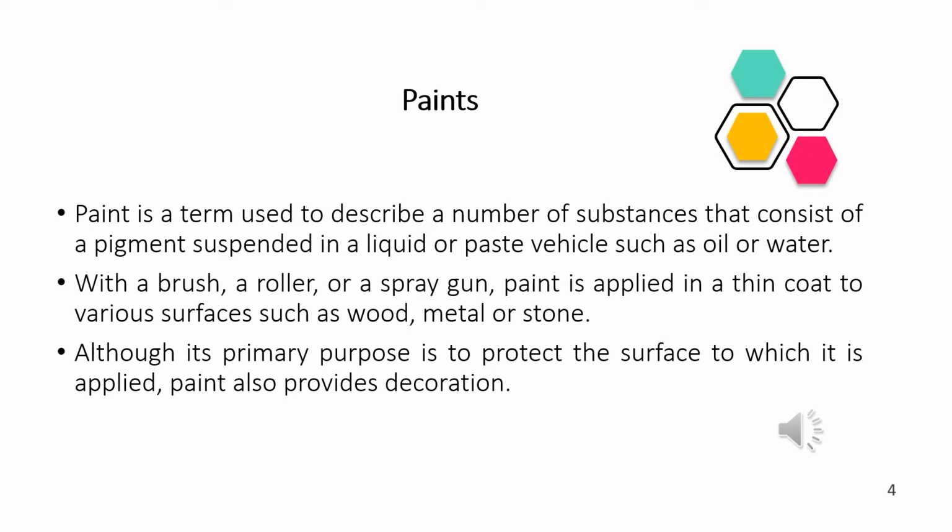Although its primary purpose is to protect the surface to which it is applied, paint also provides decoration. So what is the purpose of paint? The paint is used to protect the surface. That's why it is applied on various surfaces such as wood, metal or stone. Paints are also used for the purpose of decoration.